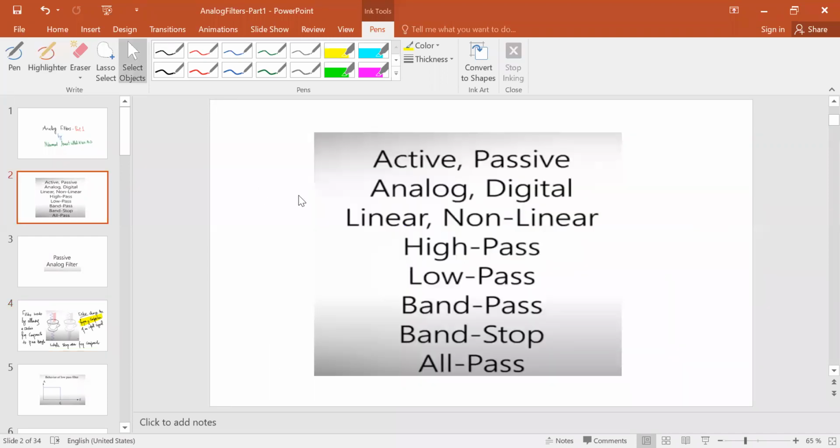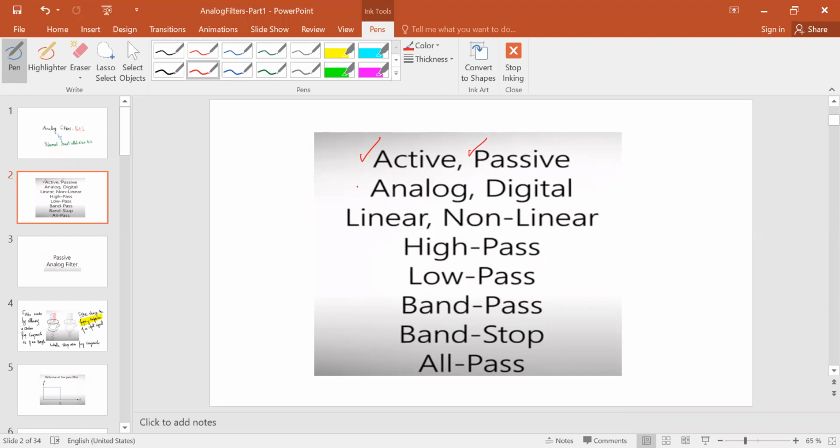Now, there are various types of these filters. We can say that there are active and passive filters. There are some filters which are active, and some which are passive. There is one distinction between them, and I will go over this in this lecture.